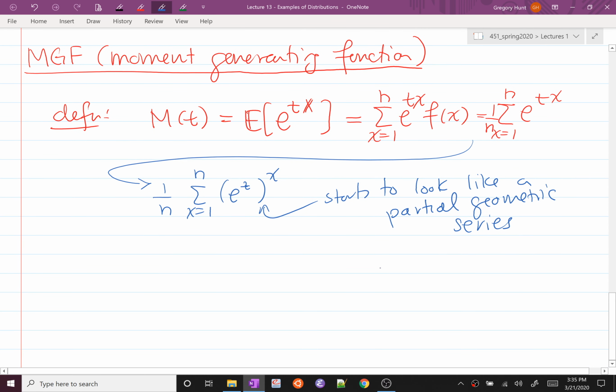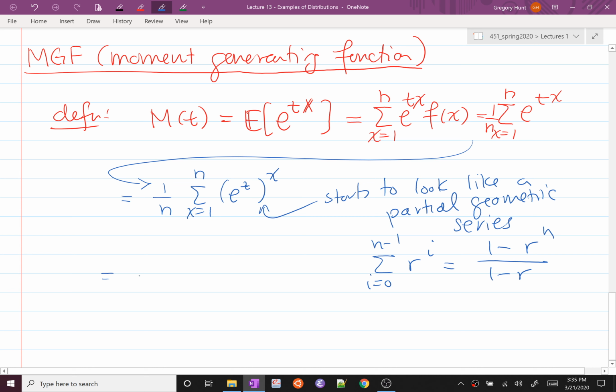The partial geometric series says the sum of r to the i, where i goes 0 to n minus 1, is (1 minus r to the n) over (1 minus r). Check your Calc 2 notes for that one. And so we just have to get it into the form. r in this case is basically going to be e to the t. Instead of i, we have x. And we just have to change our index a little bit. We also have a 1 over n out front.